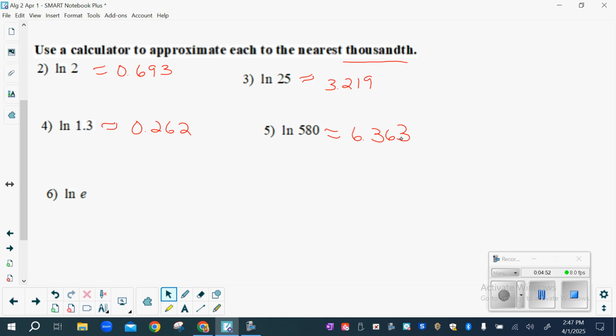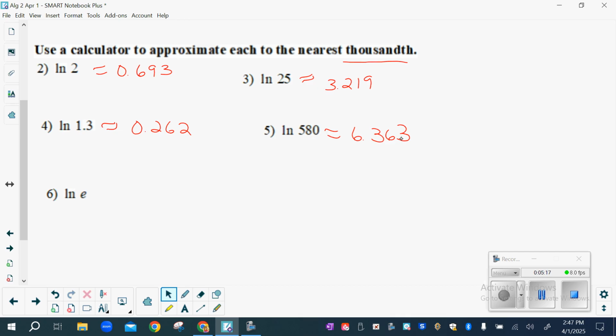Thank you for helping each other. How do you do it? You guys weren't able to do it. We're just pressing ln and then that number. Yeah, you have an ln just like that. Are we out of calculators? No.